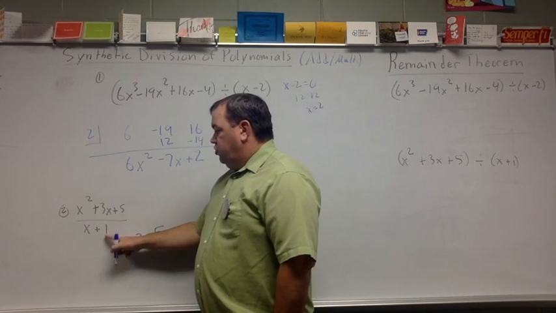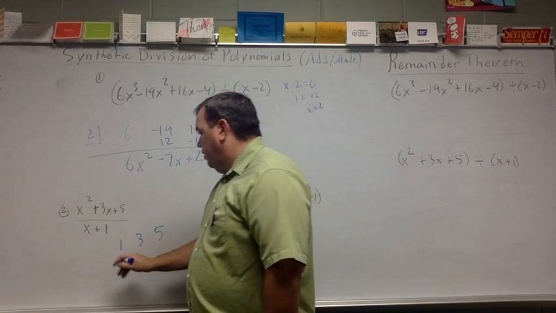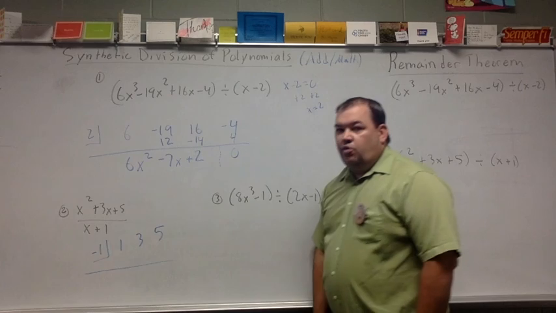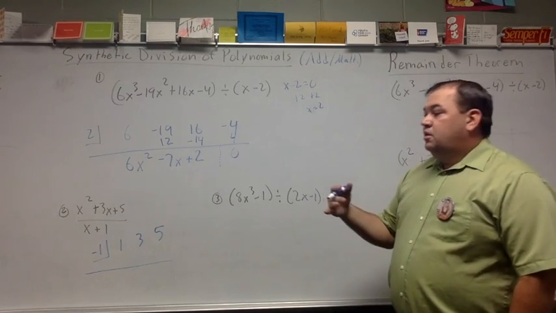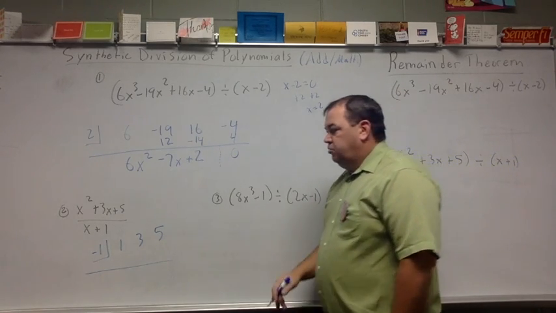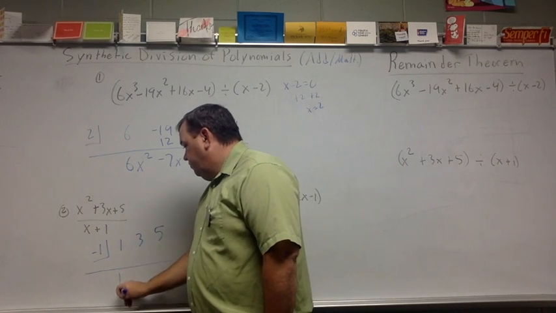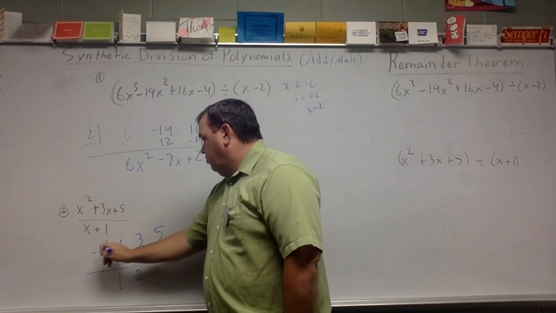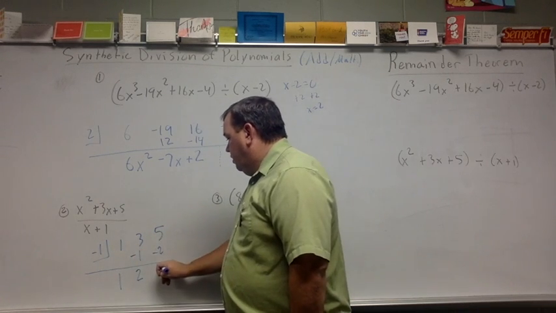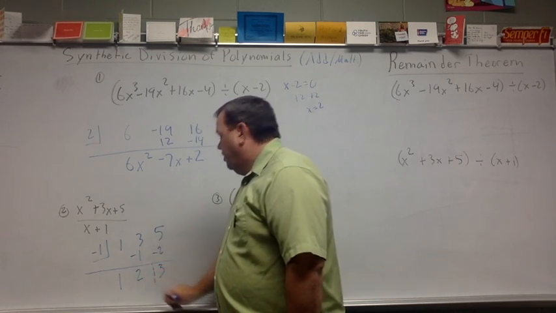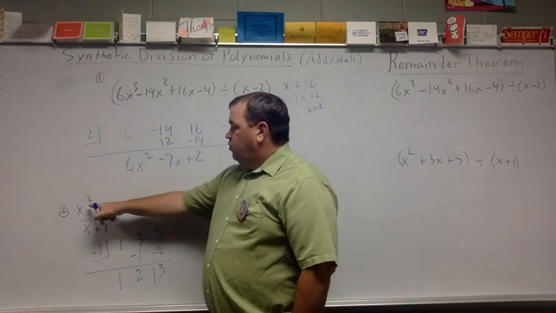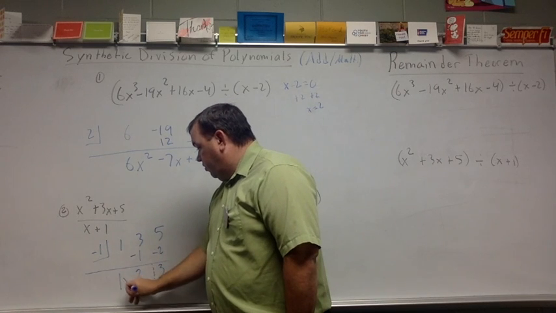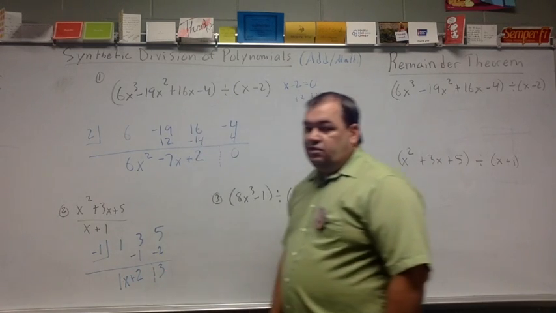And remember, we have to change the sign of what we're dividing by. So we're going to divide by a -1. And we are multiplying and adding. Adding and then multiplying. So I'm adding, then I'm multiplying, adding, then multiplying, adding, and this last number is my remainder. We had a quadratic. We took out one of the factors, so now we're down to something that is linear.